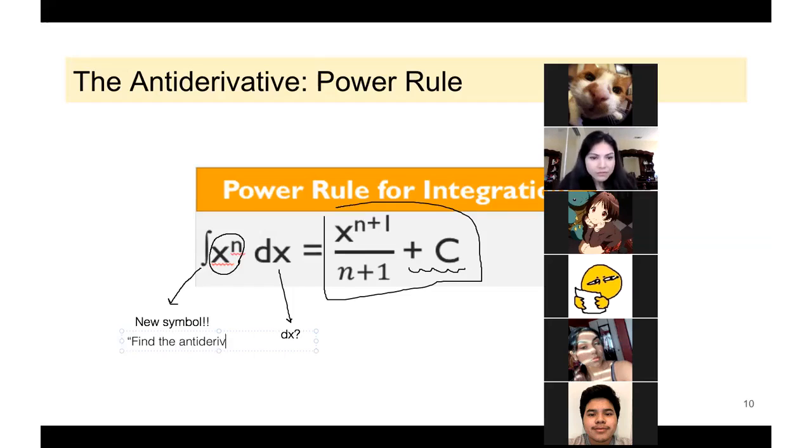Antiderivative. Later, we're going to know a little bit more deeply about what this symbol really represents. But for now, let's just look at it as telling us to take the antiderivative of something. I'll pause here on this rule. Let's see if there are questions.